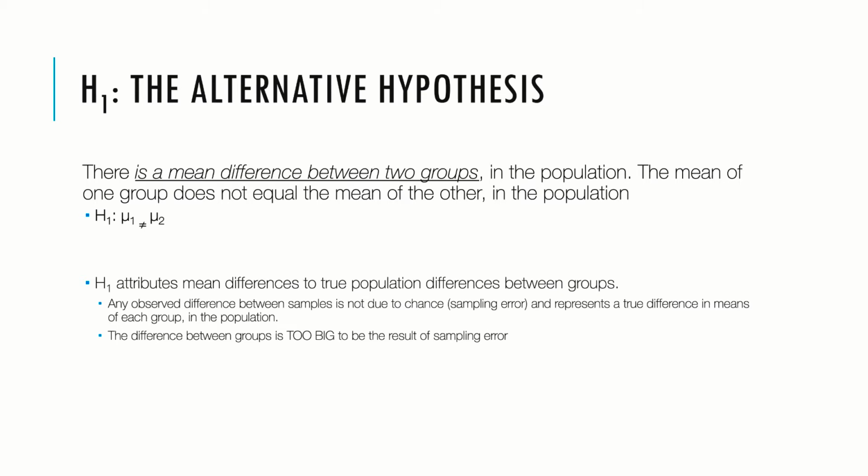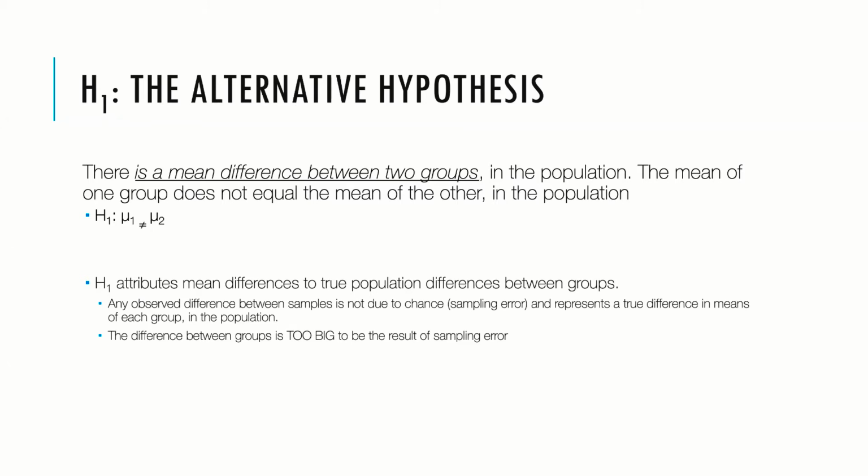Next, we have the alternative hypothesis. Remember, the null's in the middle, the alternative's at the tails. The alternative is that there is a mean difference between these two groups in the population, and that the mean of one group does not equal the mean of the other group in the population. Formally, H sub 1, sometimes written as H sub A for alternative, is that mu1 does not equal mu2. So in the population, group 1's mean should not equal group 2's mean.